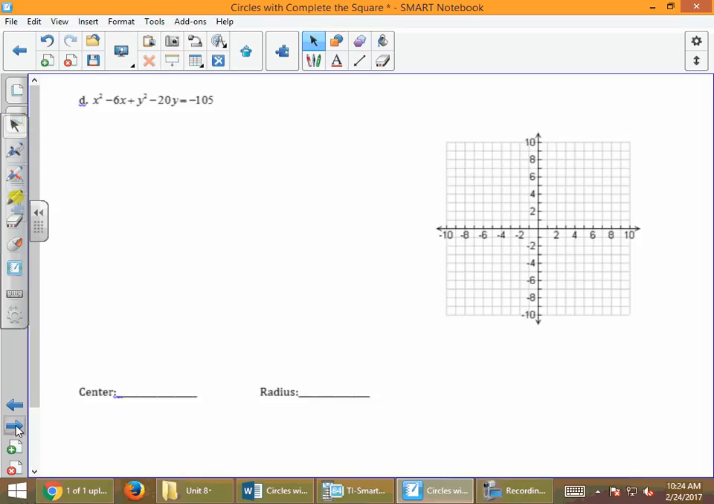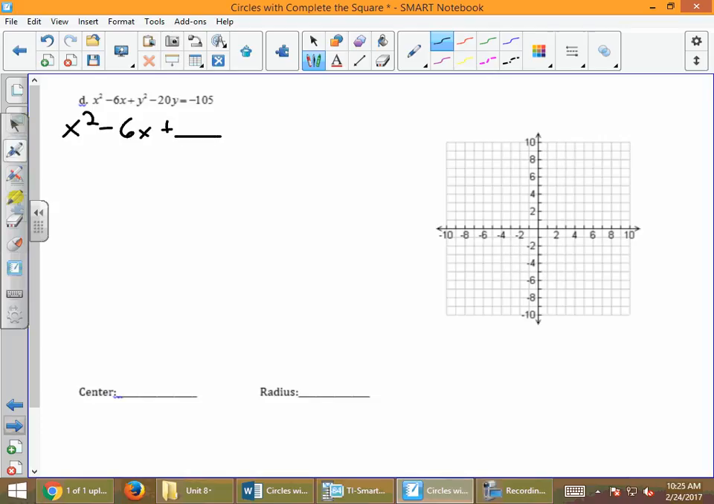Hey, look at B. Are the variables aligned? Are they put together? Are the x's with the x's, y's with the y's? Yeah. Is the number that doesn't have a variable on the other side of the equation? Yep. So we go right now and just add those blanks. So I'm going to say x squared minus 6x plus that blank. Do the y's now, plus y squared minus 20y plus a blank, is going to be equal to my other side.